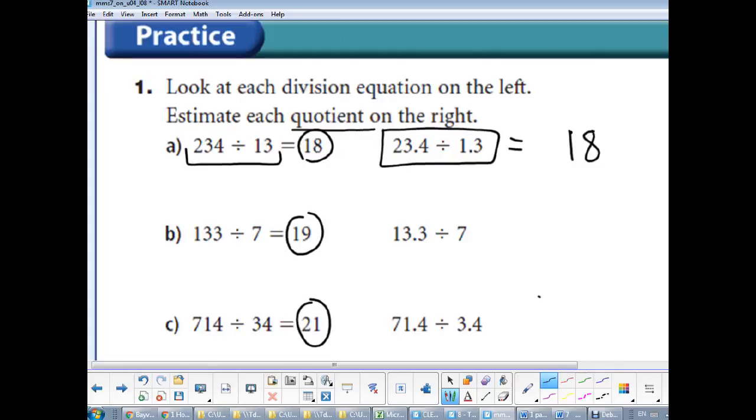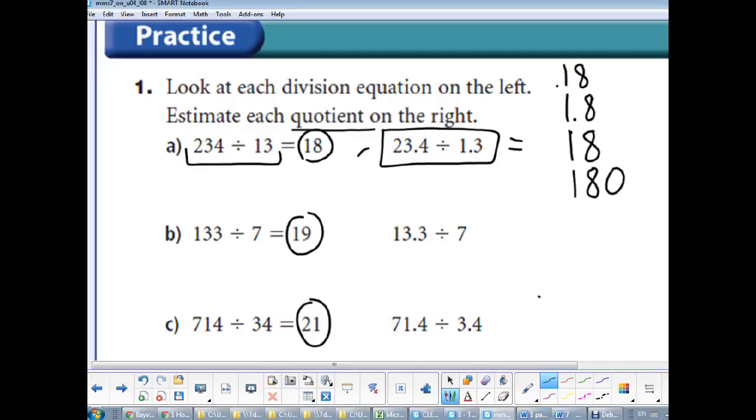So the answer could either be 18, it could be 1.8 if it was smaller, 0.18, we could keep getting smaller. Or it could be bigger. We could be multiplying by 10. It could be 180 or 1800. The question is going to be, by estimating, which one is it going to be closest to?